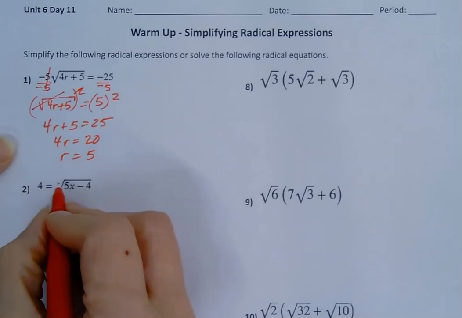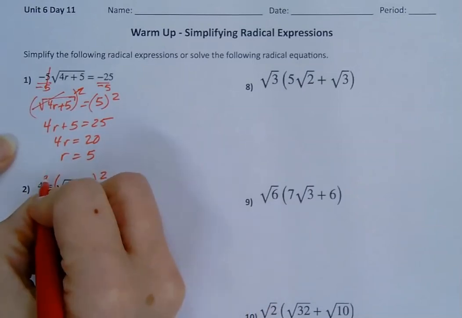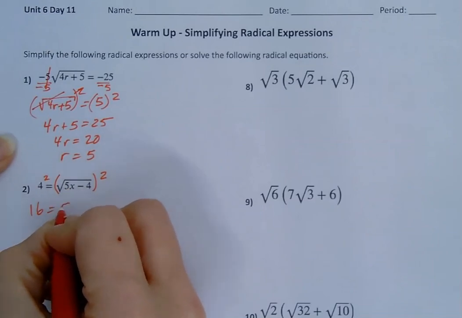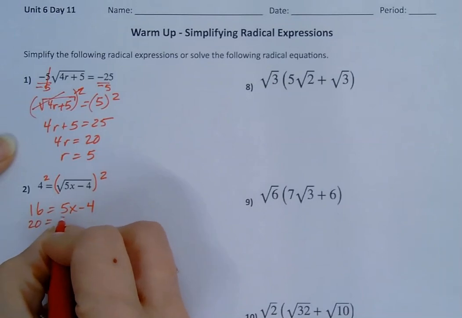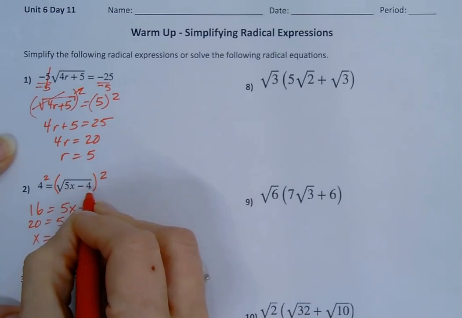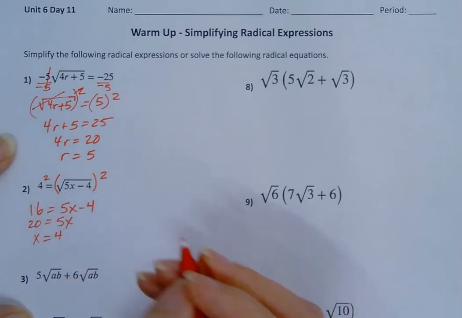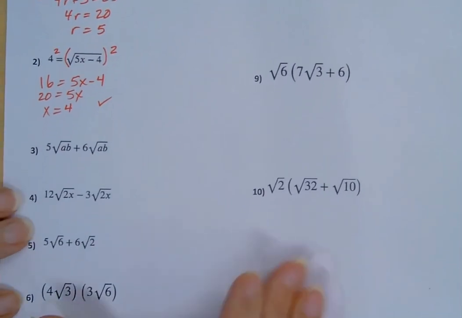Number 2, I already have that radical isolated, so I'm going to square each side. So I have 16 equals 5x minus 4. Add 4 to each side, I have 20 equals 5x, and then x equals 4. If I plug it back in, 20 minus 4 is 16, and the square root of 16 really is +4, so that's true.